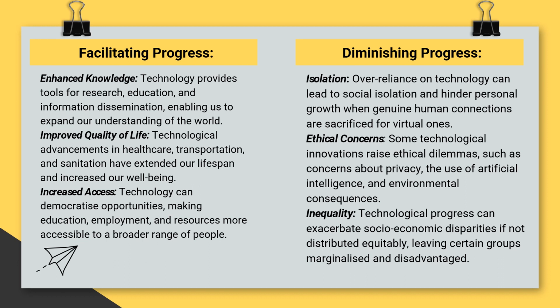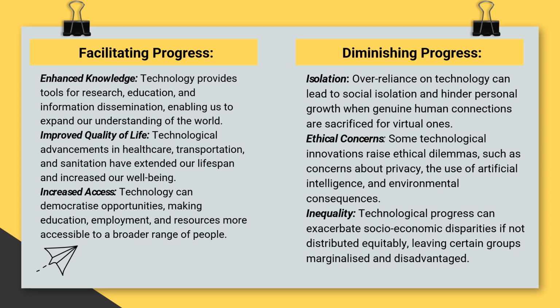When we think about diminishing elements of progress, you can think about isolation. Over-reliance on technology can lead to social isolation, and can hinder personal growth when genuine human connections are sacrificed for virtual ones. There are also general ethical concerns. Some technological innovations raise ethical dilemmas, such as concerns about privacy, the use of artificial intelligence, and the environmental consequences. So taking away from things that we have developed and changed, we've essentially embedded a code of morality through the legal systems that we have, and creating new technology gives rise to new dilemmas and new concerns and new issues.